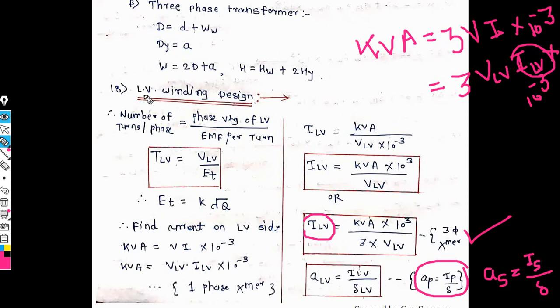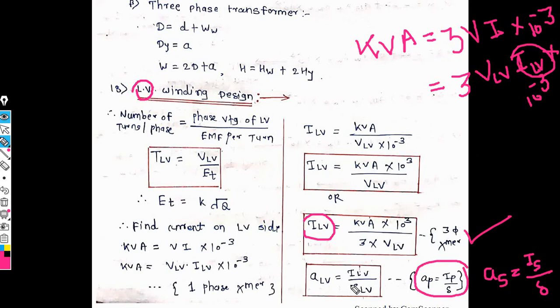Then we have to consider the low voltage winding. This ALV is equal to ILV upon sigma LV. This is the formula of low voltage winding area of conductor, that is ALV is equal to ILV upon sigma LV. These are very important formulas for designing the low voltage winding in single phase transformer and three phase transformer.